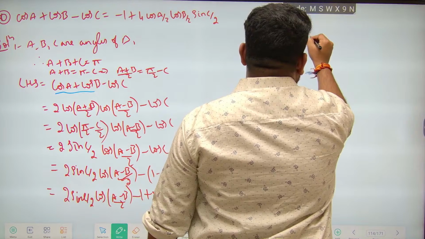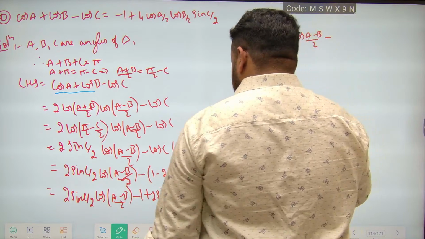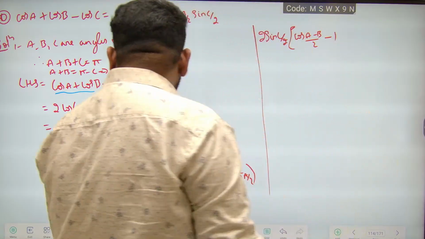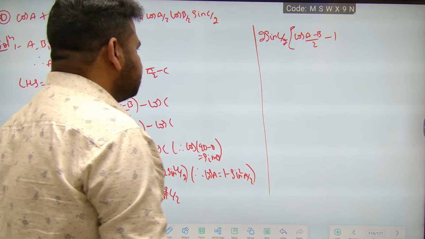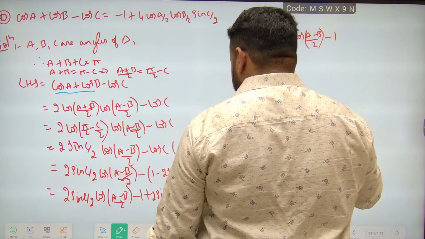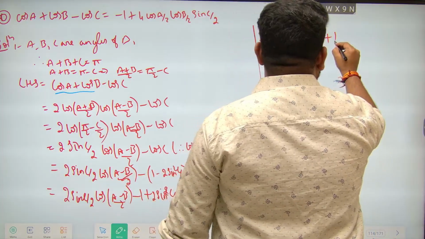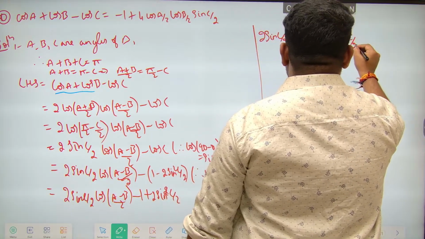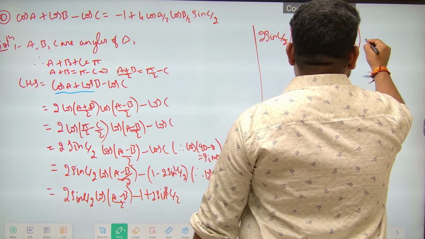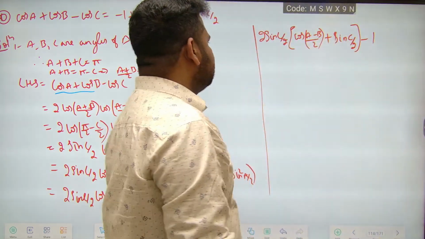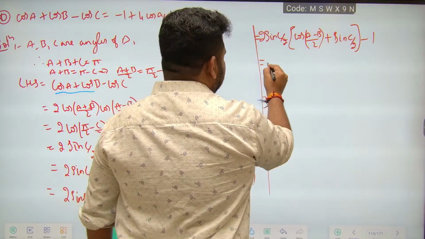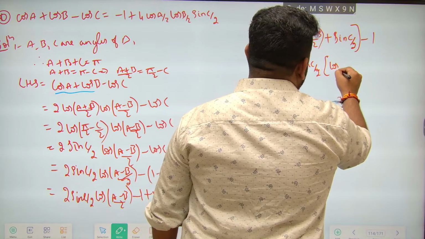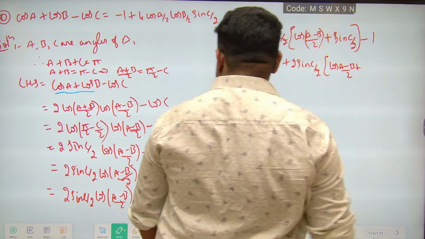cos (A minus B)/2, then minus 1 outside, plus sin C/2. If I take this outside, this is what I will have here. Let me write it again: minus 1 plus 2 sin C/2 into cos (A minus B)/2 plus sin C/2.